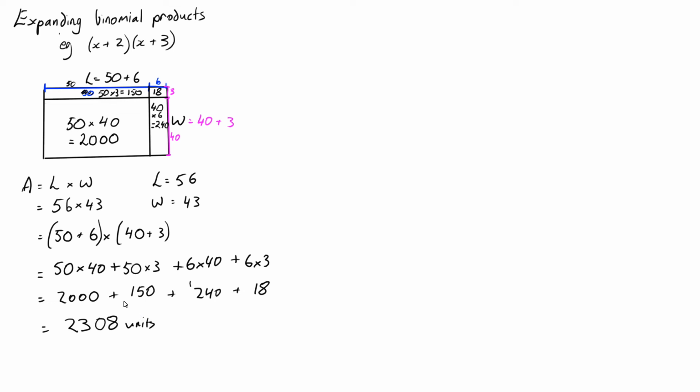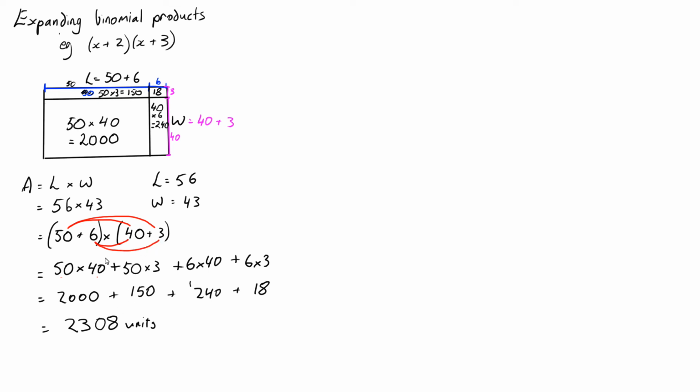So what we've actually done in here is an algebraic approach, because essentially what we've done is we've expanded a binomial product. Let's just go back here. 50 times 40. If I was to draw an arrow for each of these, what does it look like? I'm multiplying 50 by 40. I'm multiplying 50 by 3. Okay, there's those two products there. And then I'm looking at the 6 times 40 and the 6 times 3.